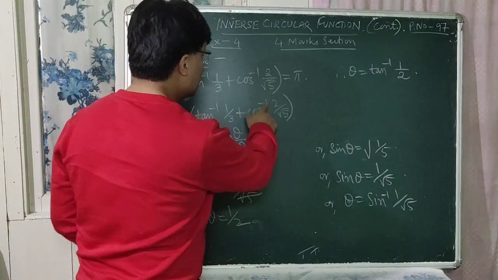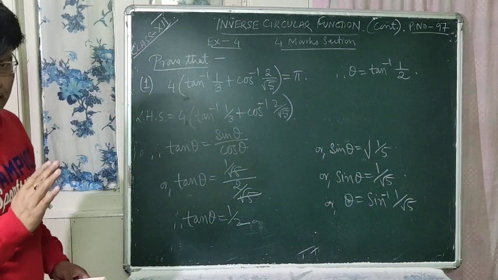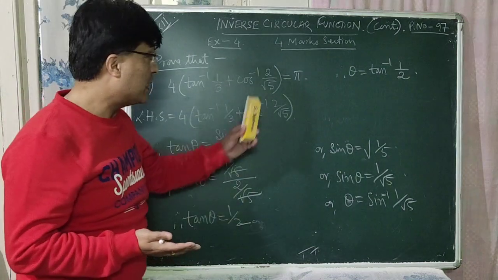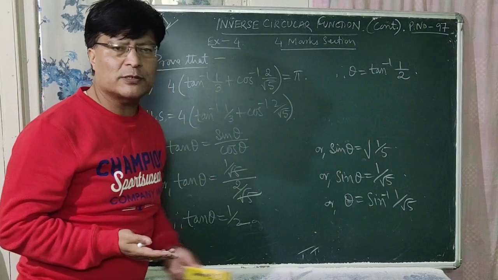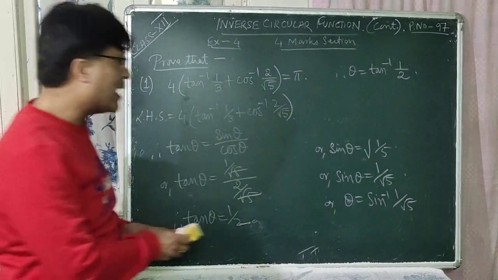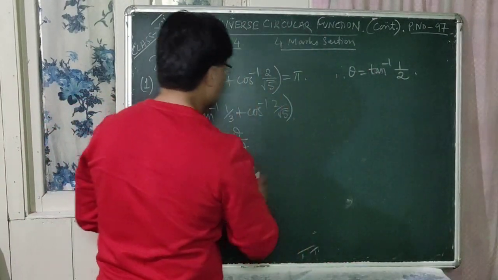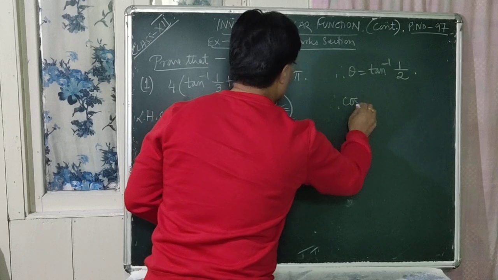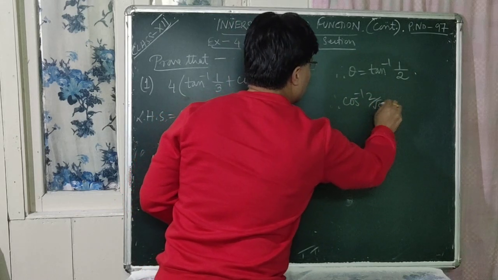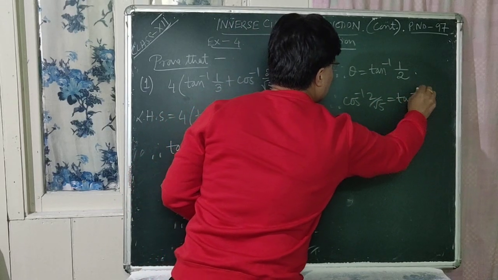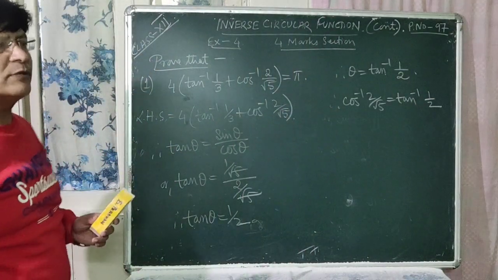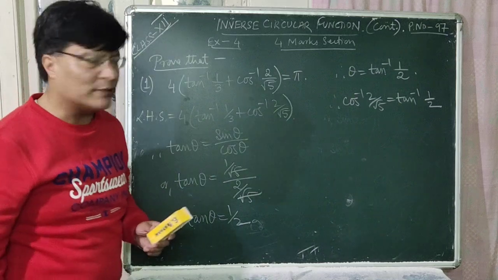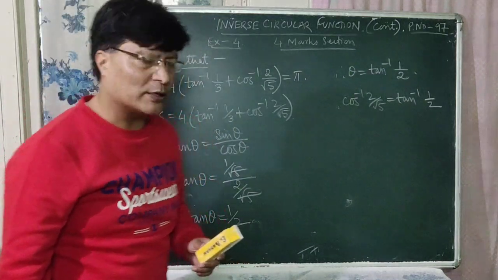So cos inverse 2 by root 5 was assumed as theta, and theta is equal to tan inverse half. That means cos inverse 2 by root 5 in terms of tan inverse is tan inverse half. So what can we write here? Therefore, cos inverse 2 by root 5 is equal to tan inverse half. So we have got the value for cos inverse 2 by root 5 in terms of tan inverse, that is, it is tan inverse 1 upon 2.